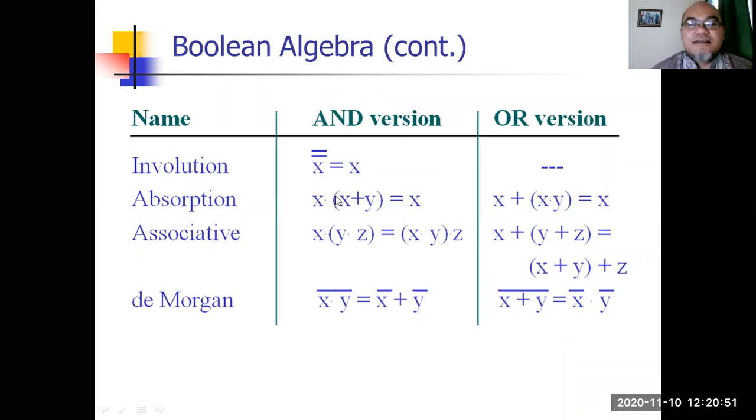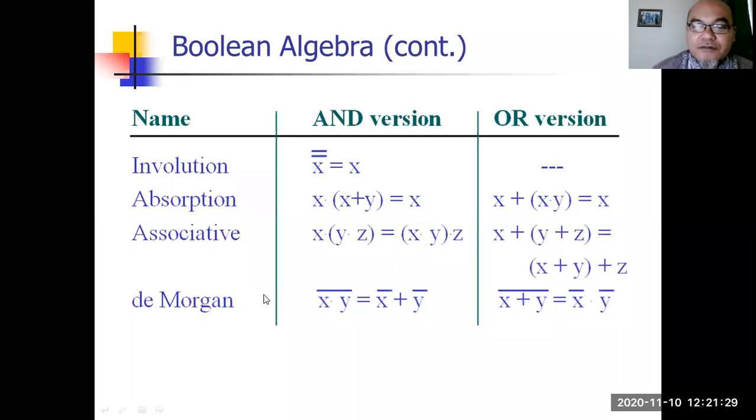Absorption is x and (x or y) will equal x. Or in the OR version, x or (x and y) will also equal x. So it will be equal to the outer value. Associative is (x and y) and z equals x and (y and z), something like that. Or (x or y) or z equals x or (y or z). So basically, this is removing the parentheses.